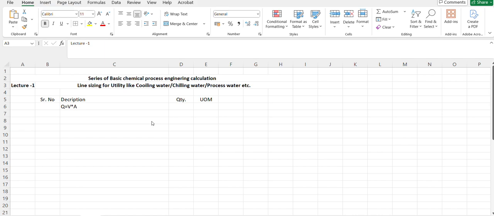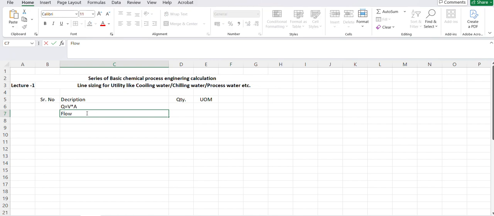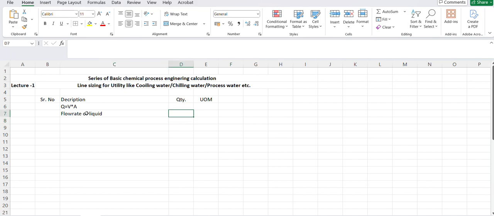Also, there is another alternative method with which we can also calculate the line size. That depends on the pressure drop. For now, we are moving ahead with the line sizing calculation with reference to the velocity. For that, we will consider one example. We consider the flow rate of liquid is 15 meter cube per hour.